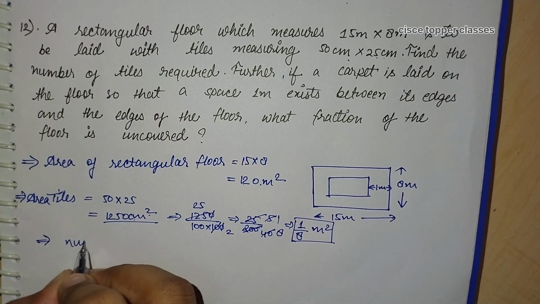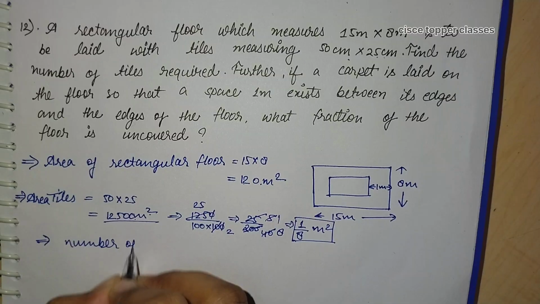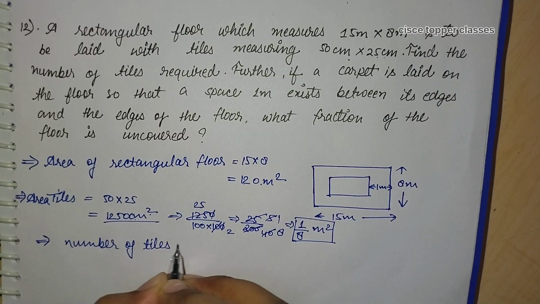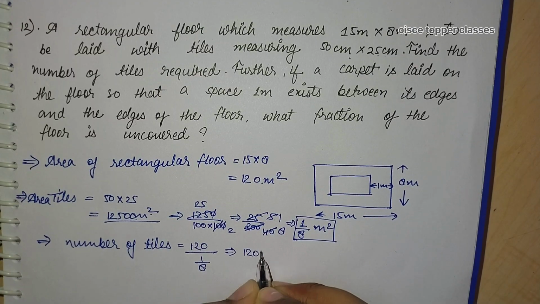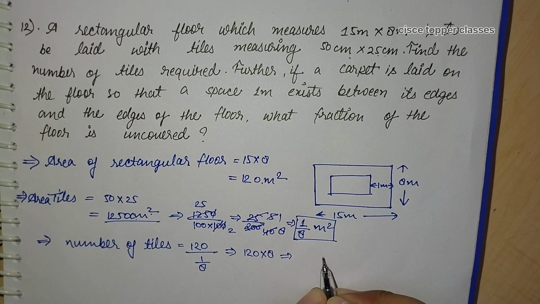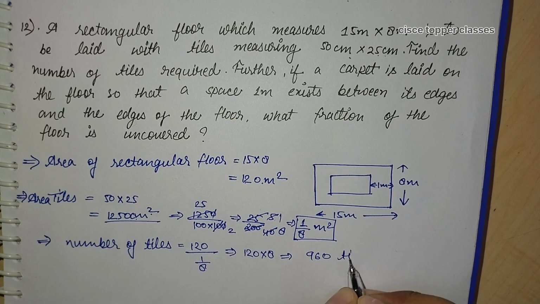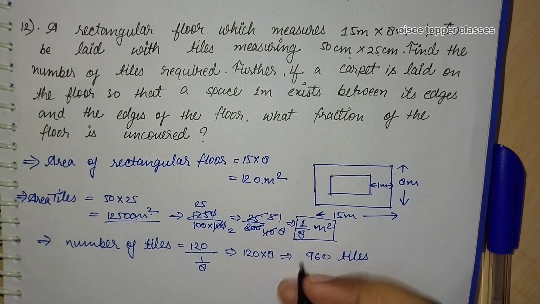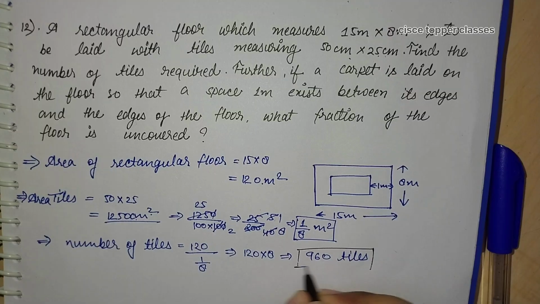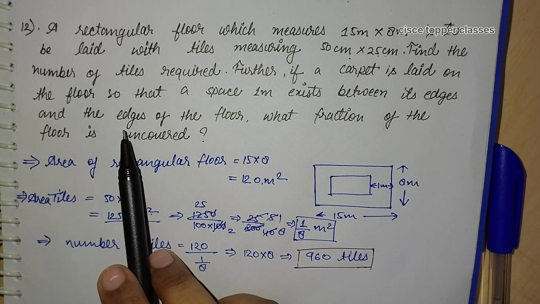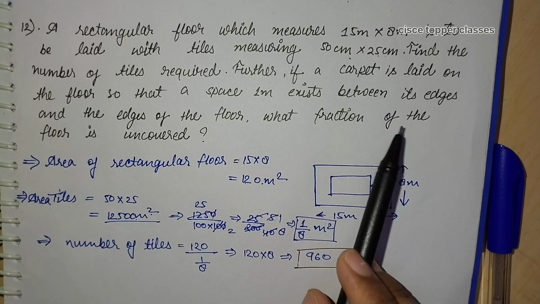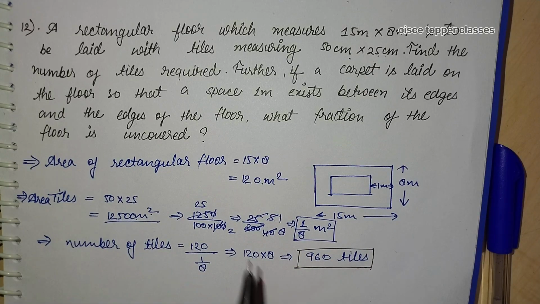So now to find the number of tiles here, we can just write 120 divided by 1 by 8. So this will be 120 into 8. So 960 tiles are required here for covering this floor. Now the second part which we have to find is what fraction of the floor is uncovered by the carpet.